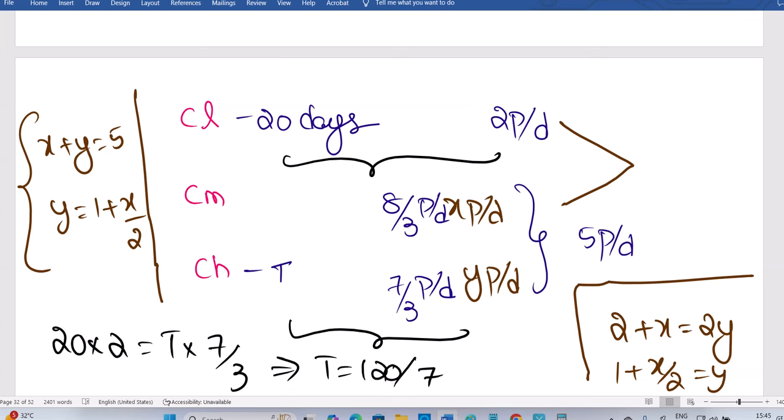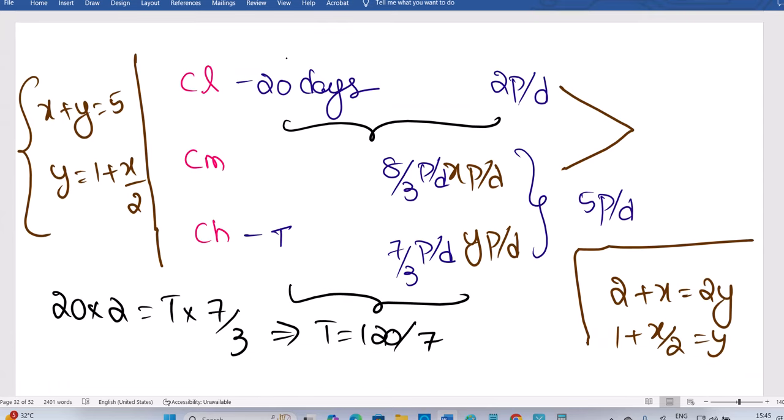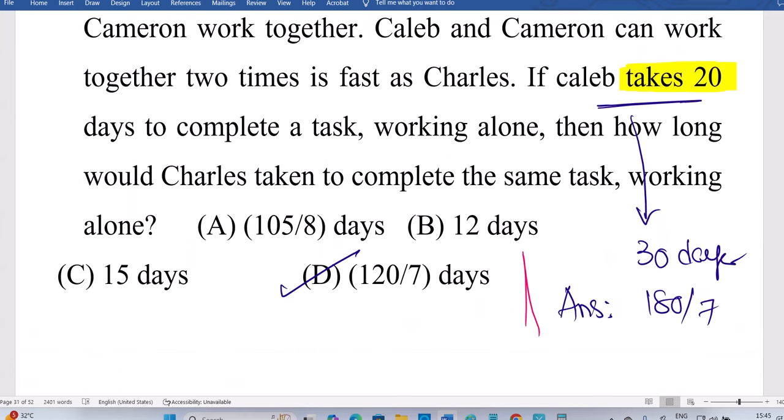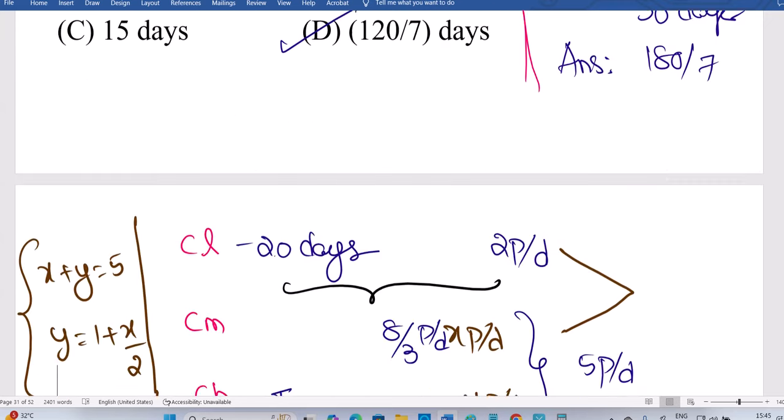Instead of 20, if they gave 30, then what's the change? 30 into 2 is 60, 60 into 3 is 180. 180 by 7, as mentioned, is correct. I said, please read the question. If they give 30 there, the answer should be 180 by 7. If they give 20 there, the answer should be 120 by 7. But I am again explaining how things are going on here.